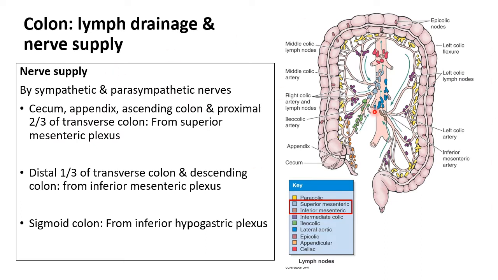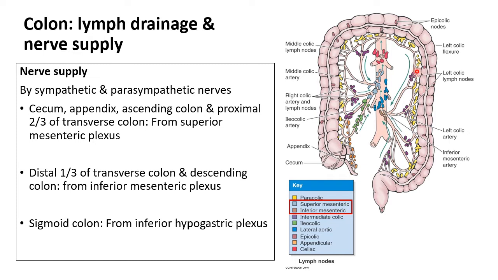Lymphatic drainage, again think about arteries. The parts which are supplied by the superior mesenteric artery will eventually drain lymph to the superior mesenteric lymph nodes, the blue ones, and the parts which are supplied by the inferior mesenteric artery, the lymph from these parts will eventually be drained into the inferior mesenteric lymph nodes around the origin of the inferior mesenteric artery.